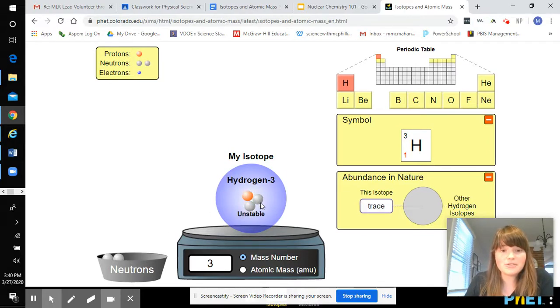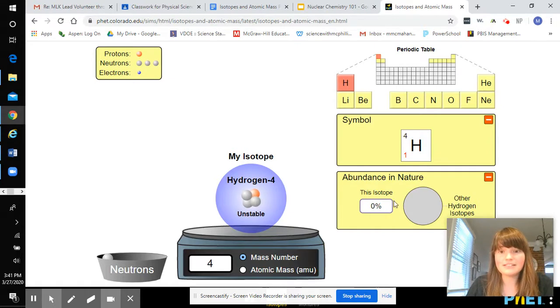Now let's try for hydrogen 3, and we see that it is unstable. It is important for you to know that nuclei that are unstable, that's usually modeled by them shaking around in the simulation. They do not exist for a very appreciable amount of time. That's why under the Abundance in Nature tab, hydrogen 3 comes up as trace. That means only a small, teeny trace of all the atoms of hydrogen in the universe are hydrogen 3. We can keep experimenting.